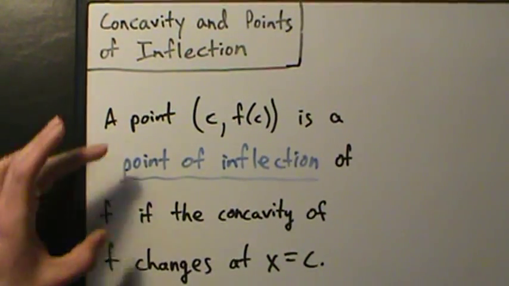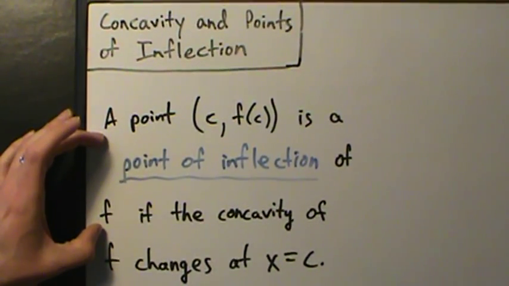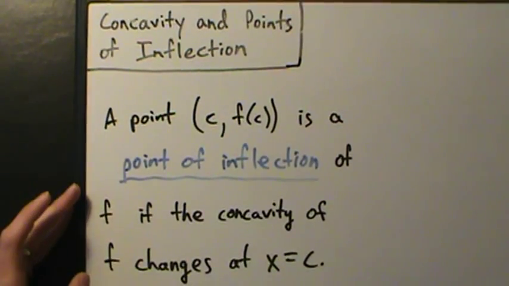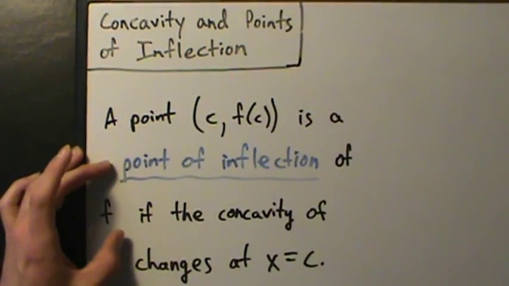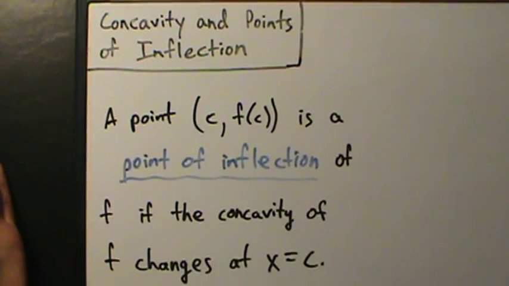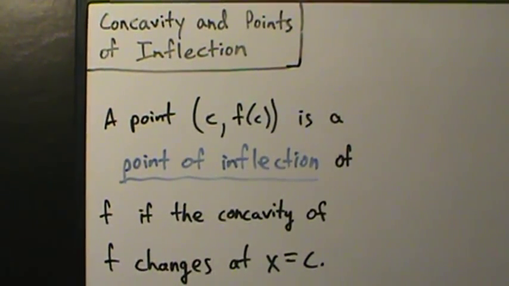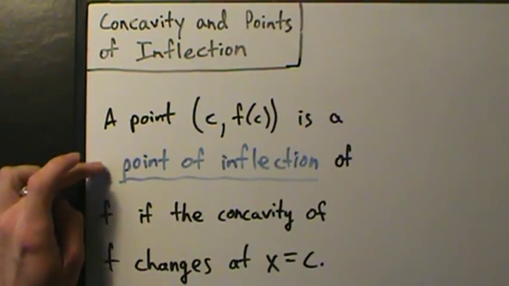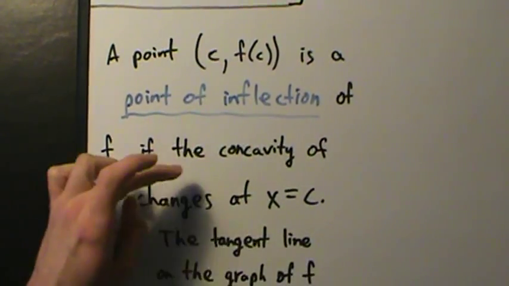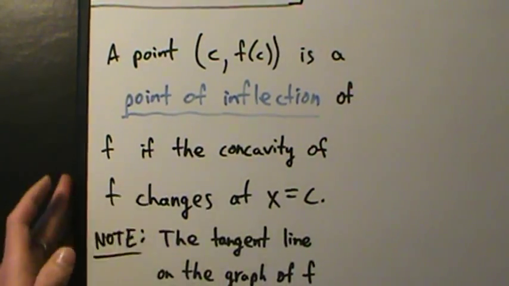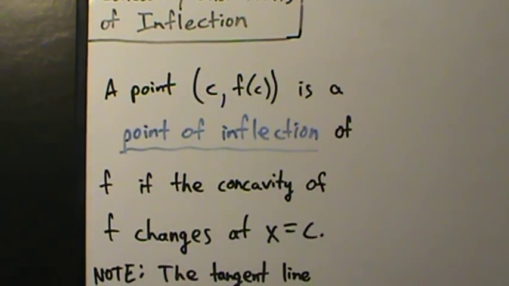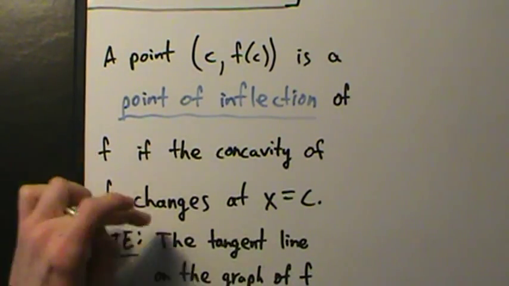So how's this different from a critical point? Well, a critical point is just a point where the first derivative is 0, right? Okay, so we don't actually require that the function changes from increasing to decreasing. As long as the derivative is 0 or undefined, that's a critical point. But for a point of inflection, we do have this extra restriction that the concavity does have to change sign, right? So this definition is not really exactly analogous. It's a little bit different because we do have this requirement here that the concavity changes.